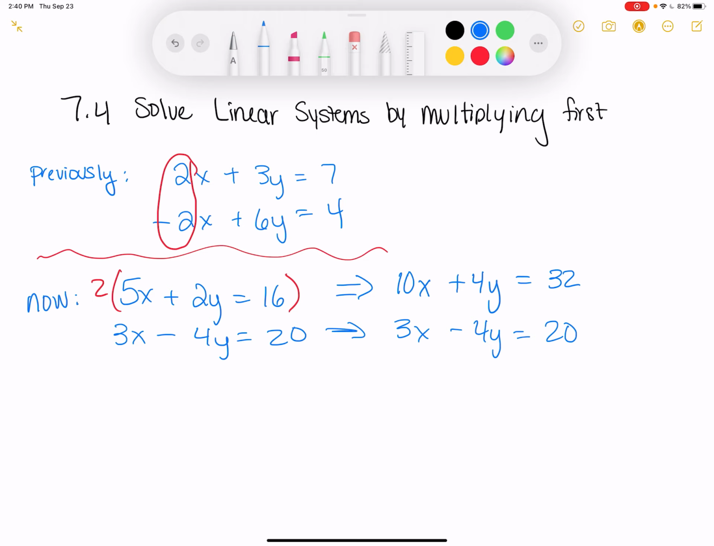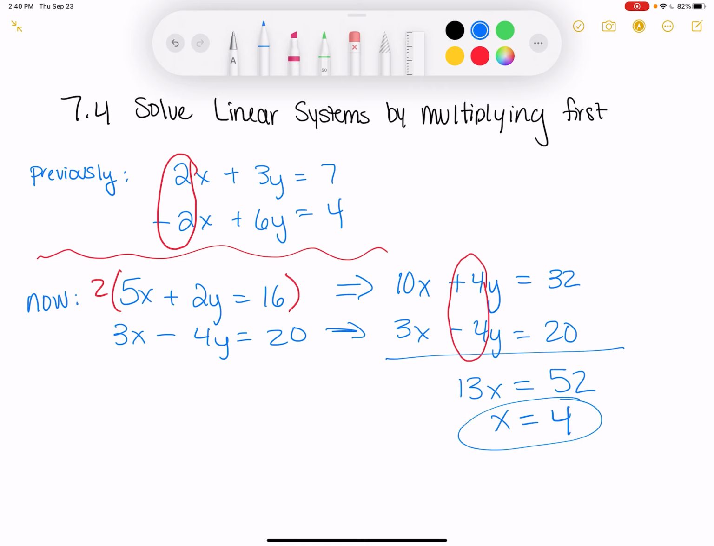And then I could go down and proceed like I did with the other ones, because now I'm back to these things being the same number, opposite signs. So I can just add them together. We're back to 7.3 stuff now. So this gives me 13x is equal to 52. So then x is equal to 52 divided by 13, which is 4.